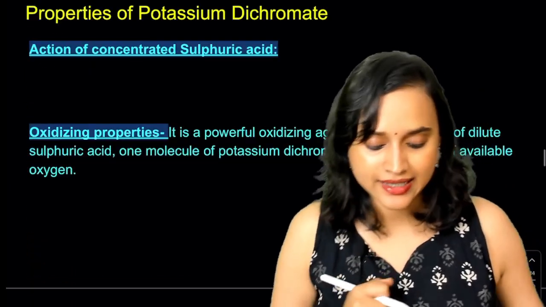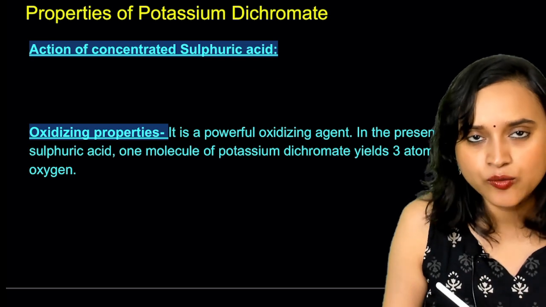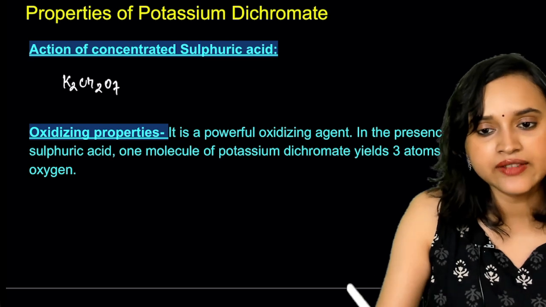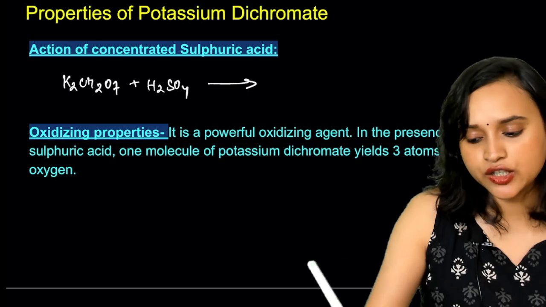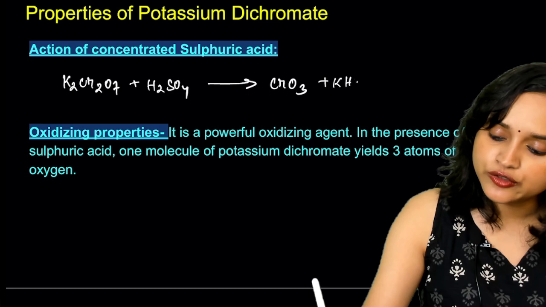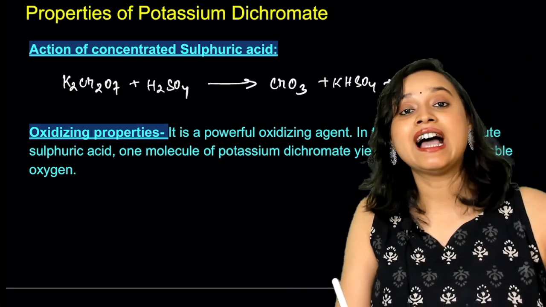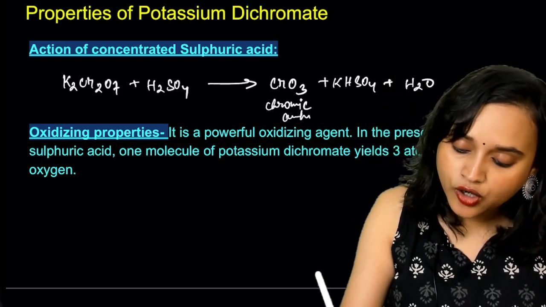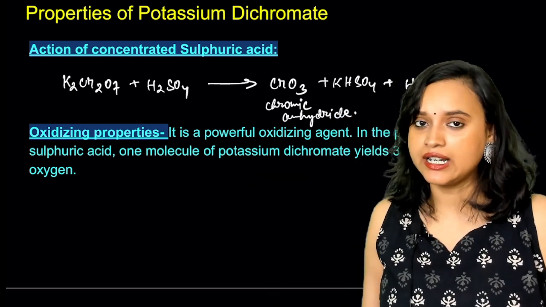Cool, everybody? Now let's take a look at the action of concentrated sulfuric acid. We are going to take K2Cr2O7, and with this I am adding H2SO4. Acidic environment, what do you expect to happen? It will form CrO3. With that, it is also going to form KHSO4, and probably some H2O. This is an anhydride. It is forming chromic anhydride. What are we adding? Concentrated sulfuric acid.